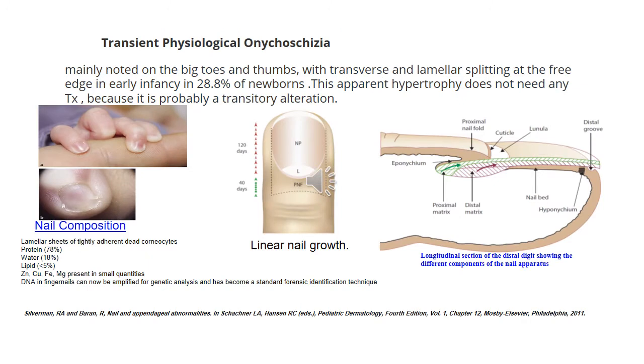Here we see transient physiological onychoschisis, where there is transverse and lamellar splitting at the free edge of the nail, especially the big toe and the thumb, which may be seen in early infancy, around 30% of newborns, and this apparent hypertrophy doesn't need any treatment because of the transitory alteration.